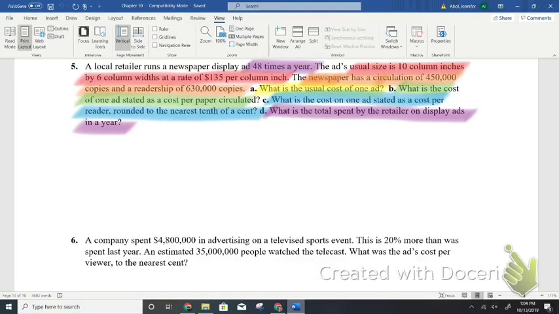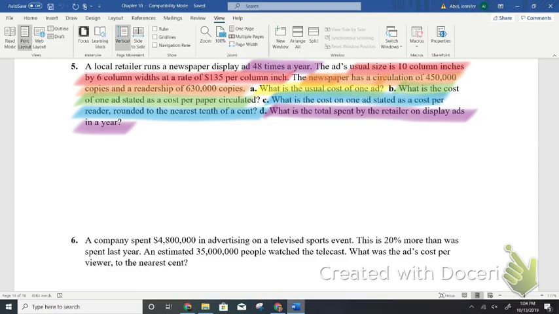In this video, we're going to take a look at the cost of advertisements broken down by the number of circulated copies and also the cost per viewer or per reader. For this specific problem, we're looking at a retailer that runs an ad 48 times per year, the usual size of which being 10 column inches by 10 column widths, and each column inch cost $135 each.